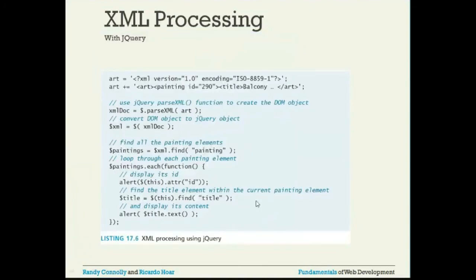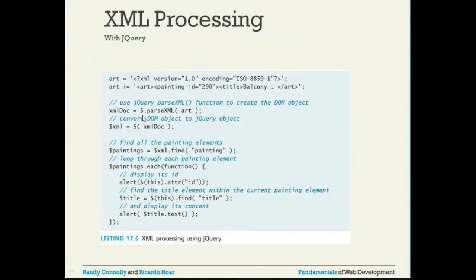This is XML processing using jQuery. So if you use jQuery, how would the code look? This is art is equal to, this is the same XML file that we are going to use, and art plus is equal to, you are appending it to this line, the rest of the XML data you are going to put here. So it is the complete XML data here. This complete information is stored as a string. Now use the jQuery parse XML function to create a DOM object. First thing we are going to create is a DOM object.